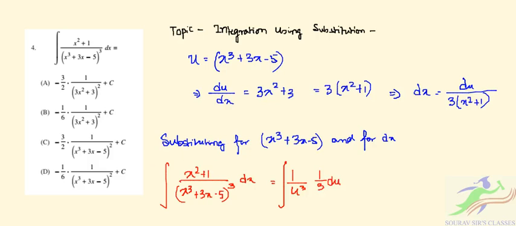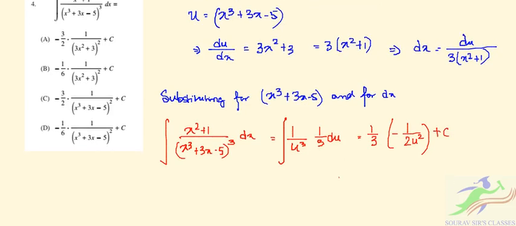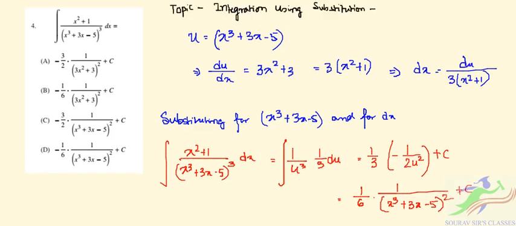So if we do the integration, it will be 1 by 3 times minus 1 by 2u square plus c. So if we put the value of u over here, we will have 1 by 6 times 1 upon x cube plus 3x minus 5 whole square plus c. So if we check with these options, which will be the correct one? D is the correct option for question number 4.